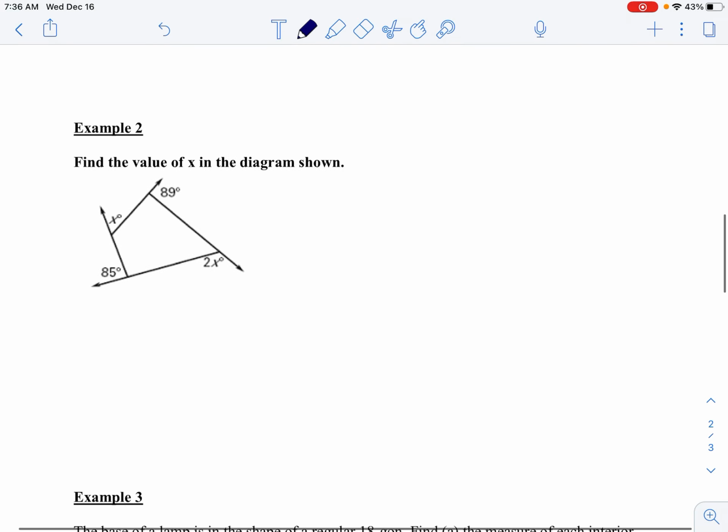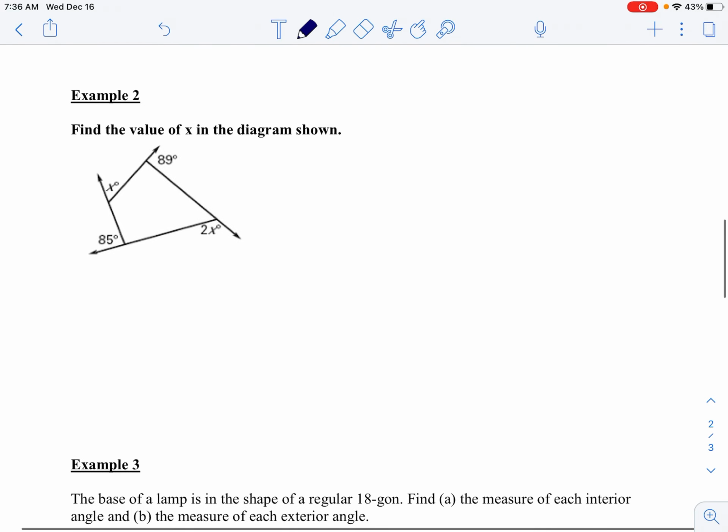So we're going to do a couple examples here. The first one is find the value of x on the diagram shown. I'm taking a look here. I've got 1, 2, 3, 4 exterior angles, and it doesn't really matter that there is 4, but what does matter is they're exterior angles. And if I were to add them together, so x is one of them, and then I'm going to do 89.